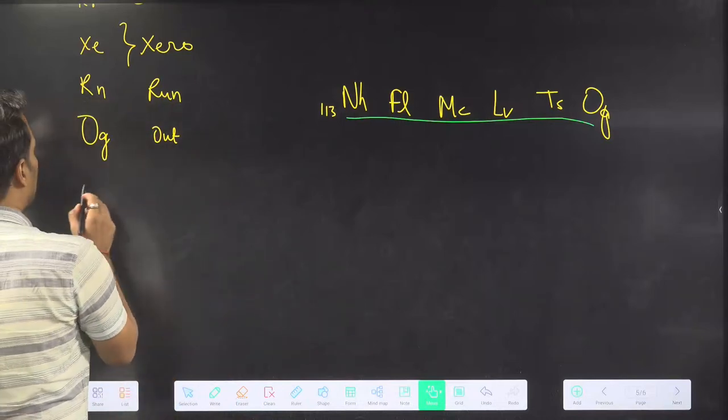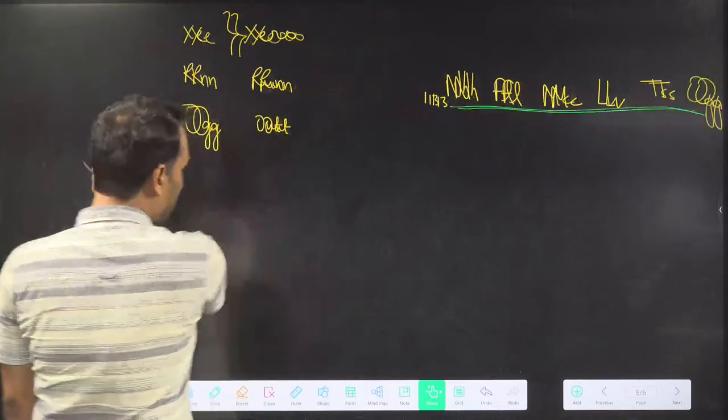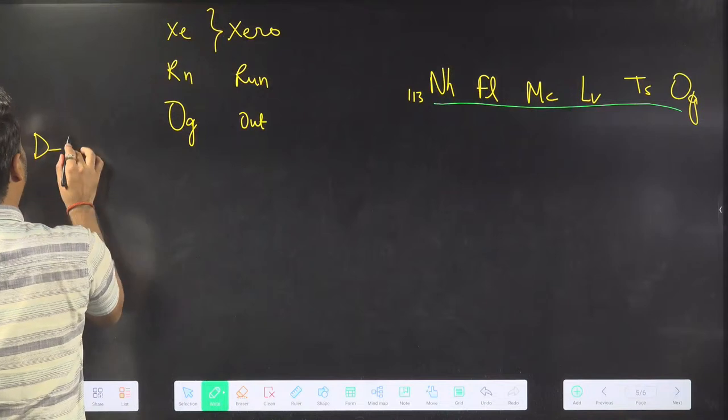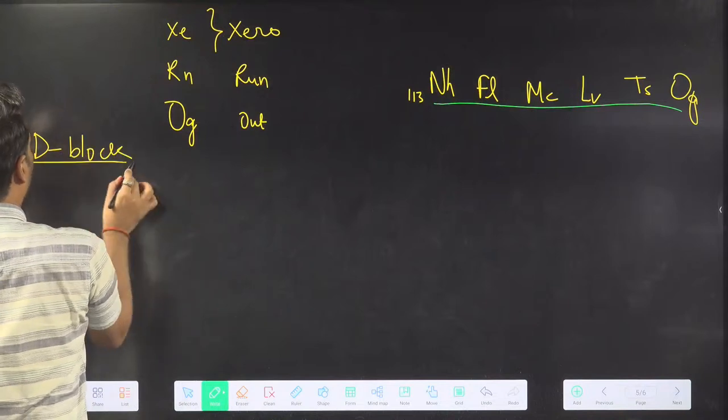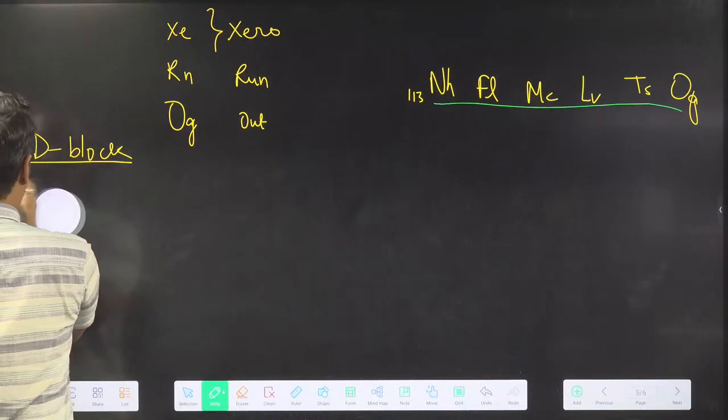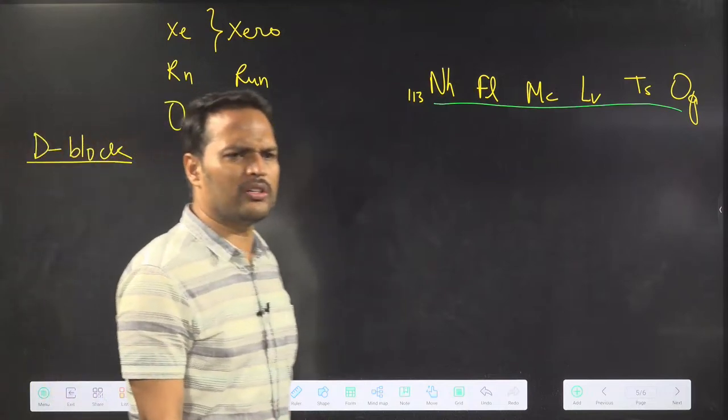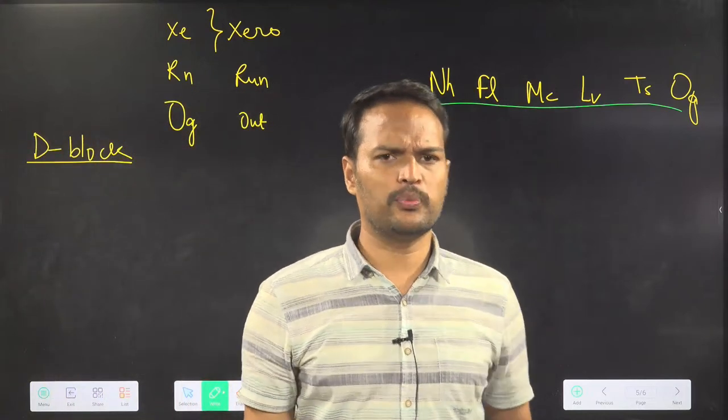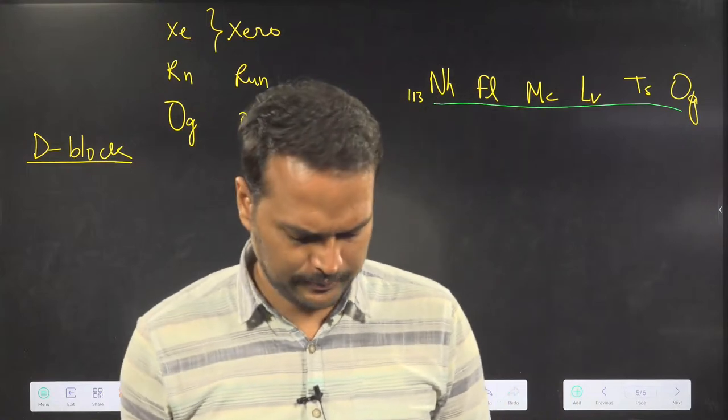Now let's move to the next part. That is your D block. Now we will write the shortcuts for D block. You know it? 3D series. We'll say, from which period D block starts? Can you tell? From which period D block starts?